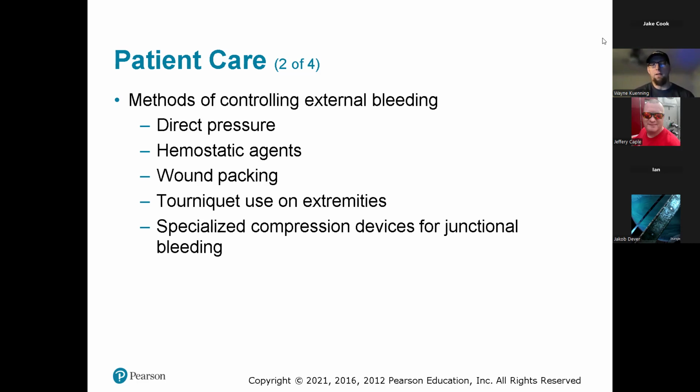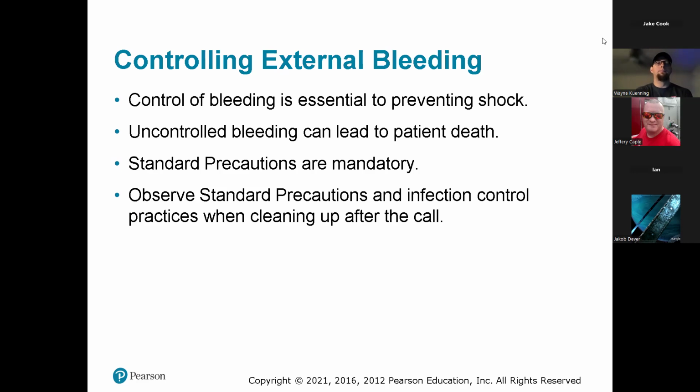Tourniquet, its primary use is going to be extremities, obviously shoulders down, hips down. And then there's specialized compression devices for junctional bleeding. There's some junctional tourniquets. SAM makes one, I believe. Stopping the bleed is essential for preventing decompensated and irreversible shock. If your patient requires some kind of intervention from you, then they're likely in some form of compensated shock already. Obviously, uncontrolled bleeding leads to death.